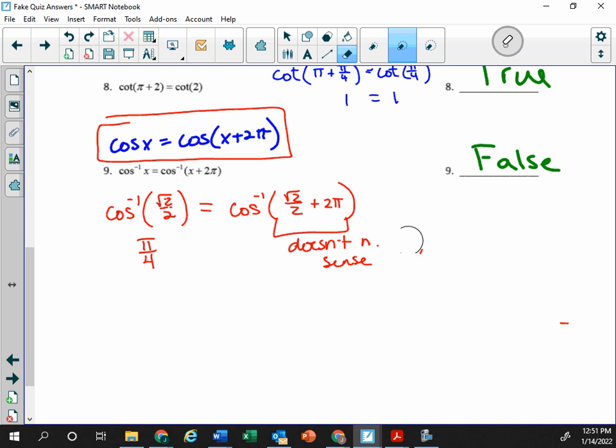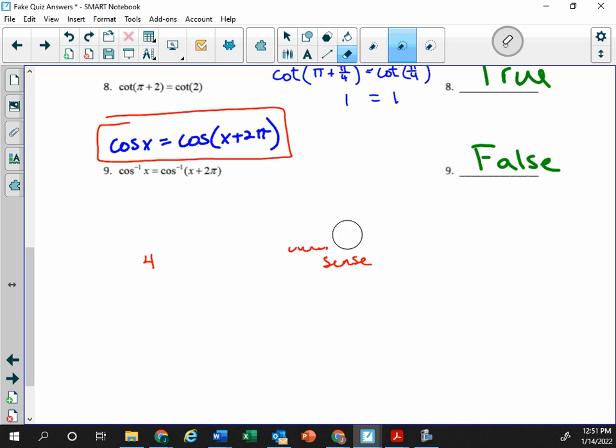Part of 9 is recognizing the difference between cosine and inverse cosine. What I have written above there in the red box, if it had been written that way, cosine of x equals cosine of x plus 2 pi, that is absolutely true. Okay, the period of cosine is 2 pi, you're just talking about traveling around. But it says inverse cosine instead. So that's why this one is false.